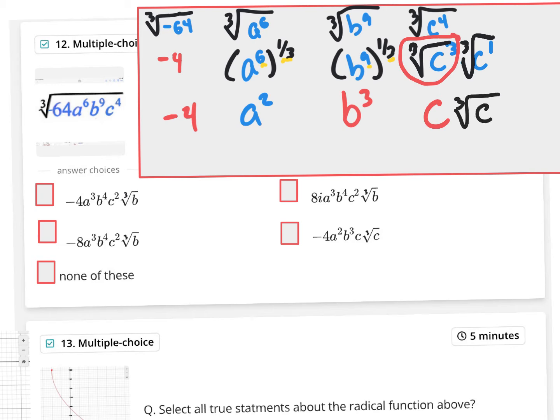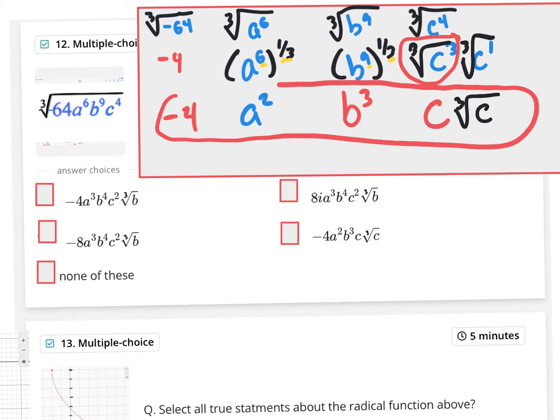And ladies and gentlemen, this is your answer. Negative 4, a to the 2nd, b to the 3rd, c, cube root of c, which is right here. So this is the correct answer right there.